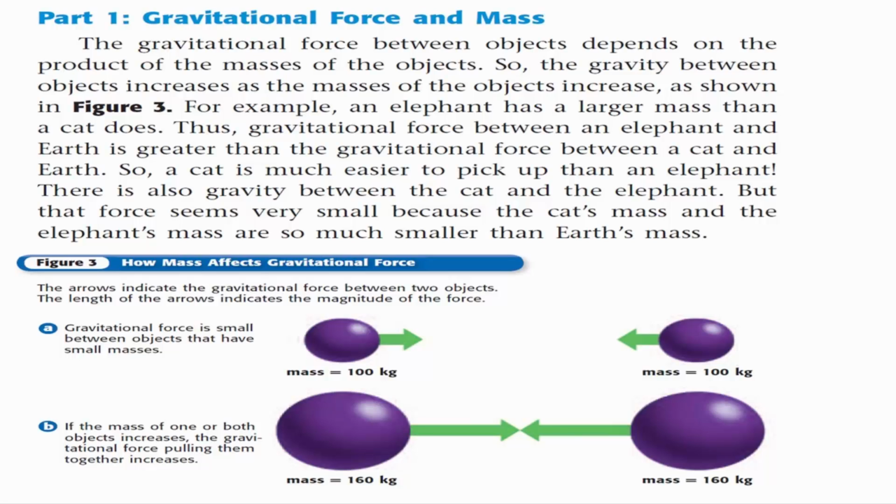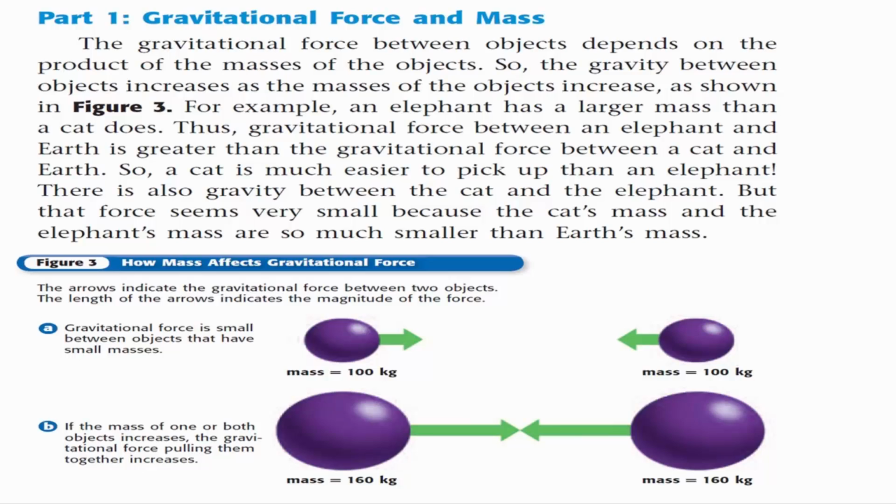Part 1. Gravitational force and mass. The gravitational force between objects depends on the product of the masses of the objects. So, the gravity between objects increases as the masses of the objects increase, as shown in Figure 3. For example, an elephant has a larger mass than a cat does. Thus, gravitational force between an elephant and Earth is greater than the gravitational force between a cat and Earth. So, a cat is much easier to pick up than an elephant.